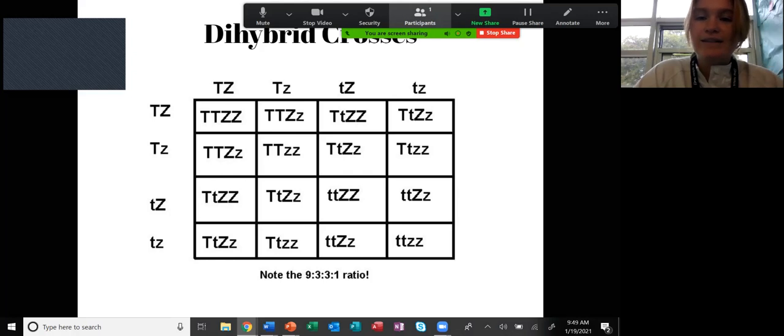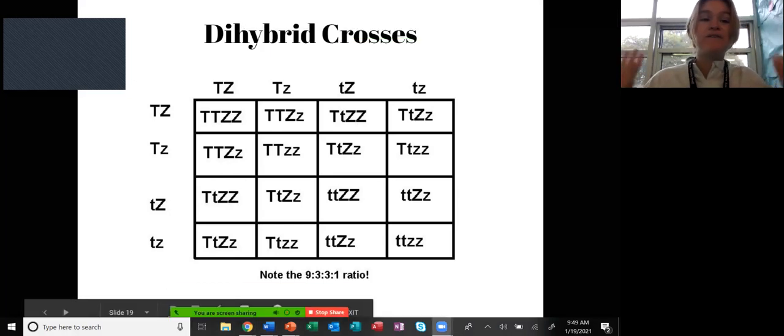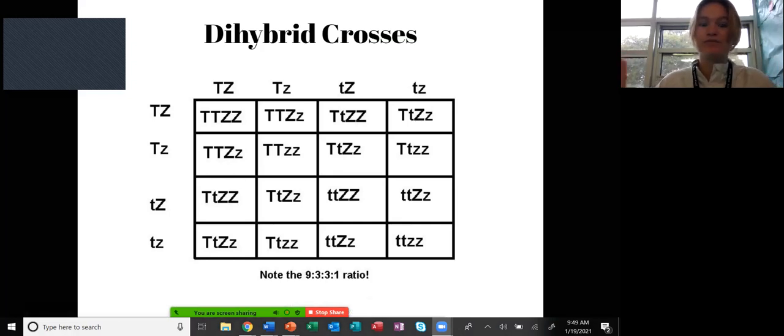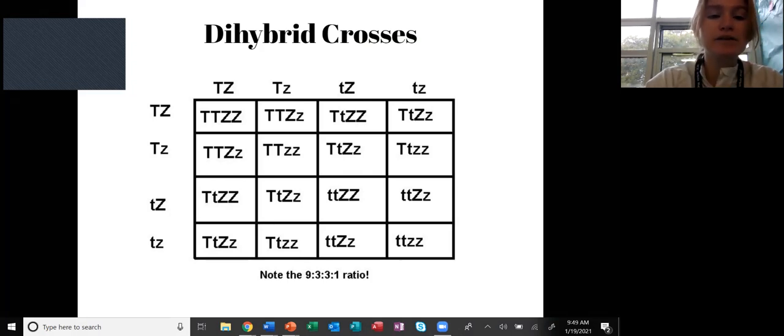Now let's take a look at the dihybrid crosses. Okay, the dihybrid crosses. This is when we're getting real fancy. It's going to look a little more complicated, but it's nothing to stress about. Just try your hand at some of these. We won't really go into too much detail on the dihybrid cross until Thursday, Friday. But this is what it looks like.